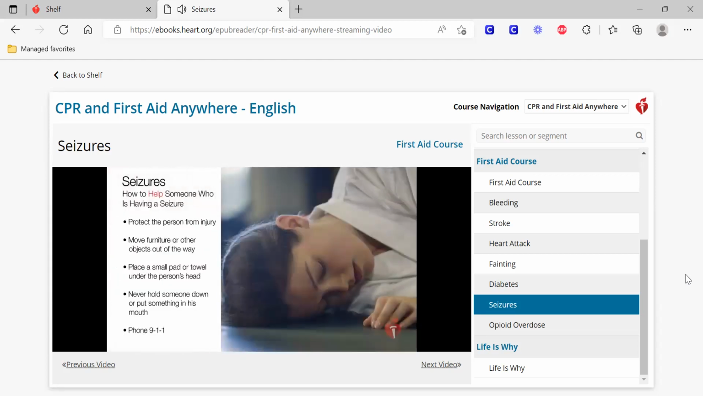The most important first aid action for a person having a seizure is to protect the person from injury. Move furniture or other objects out of the way and place a small pad or towel under the person's head. Contrary to myths you may have heard, if someone is having a seizure, you should never hold him down or put something in his mouth. Then phone 911.